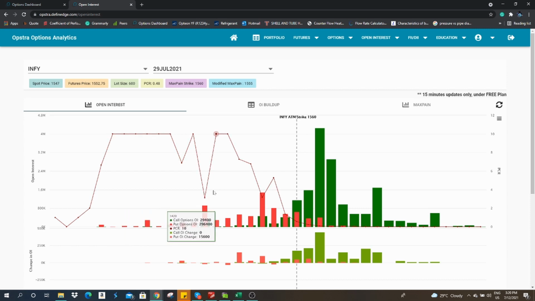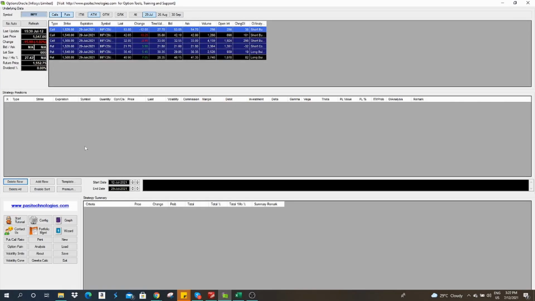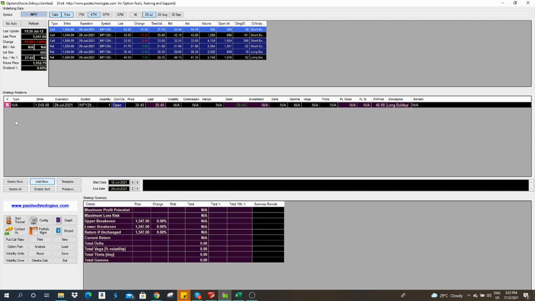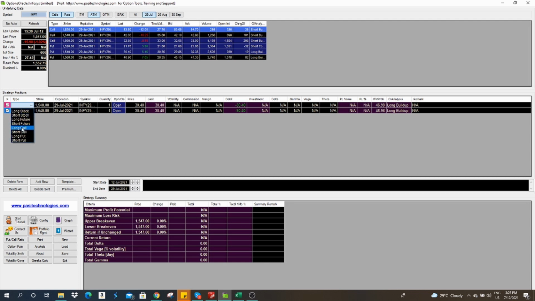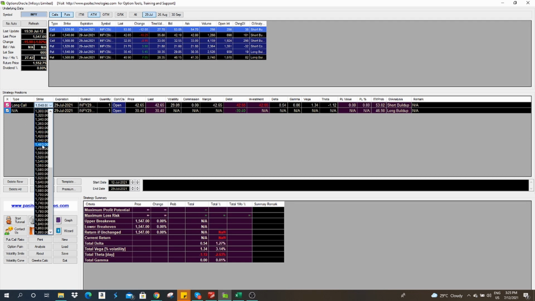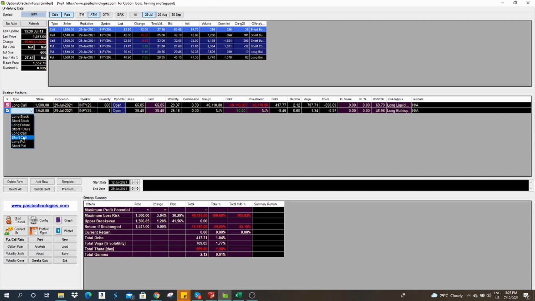So what strategy am I going to do for Infosys? Let's go to the option Oracle. We'll see what my strategy is for the Infosys earnings. Let me add two rows. One is for the long call. We are going to go long in the 1500 call, which is in the money, one lot, where one lot of Infosys is 600 quantity, and I'm going to short the at the money call option, double the quantity. So I'm getting a net credit.